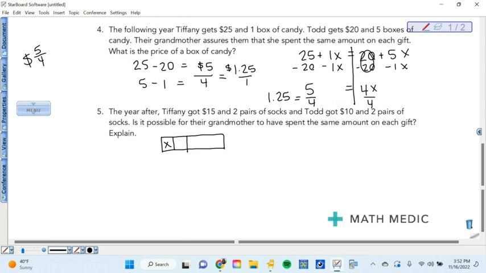Everyone's hating on Tiffany. So Tiffany got 2 pairs of socks, 2x plus $15. Todd got 2 pairs of socks as well, which we are assuming are the same price, and then $10. These are never ever going to be equal because that would be like saying that 10 equals 15, but 10 never equals 15. It's always $5 more. So Tiffany was the one complaining, but she ended up getting the better gift.